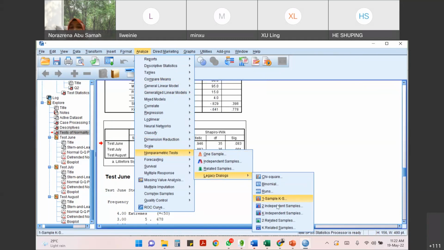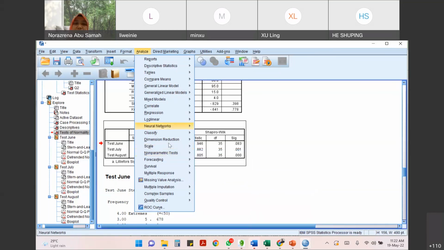Okay. This is 2 independent samples. It means you compare 2 different samples, but in a non-parametric way. K independent samples means more than 2: 4, 5, 6, 7, 8. Okay. 2 related samples is just like the paired t-test. One group you test twice. And K related samples means one group, one sample, you test more than 2 times. It's here.